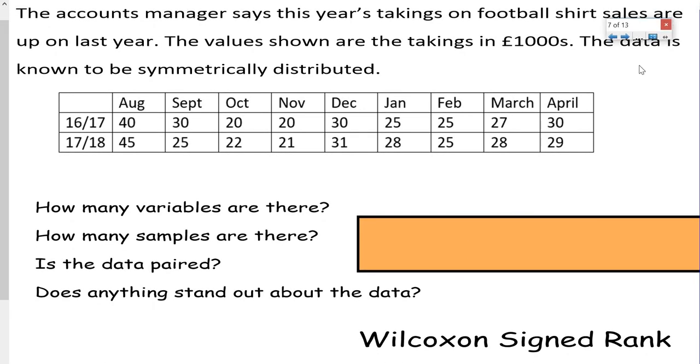Big clue for this one is that the data is known to be symmetrically distributed. If we didn't have that statement there, we could do the sign test. Other questions like this would ask you to state any assumptions.